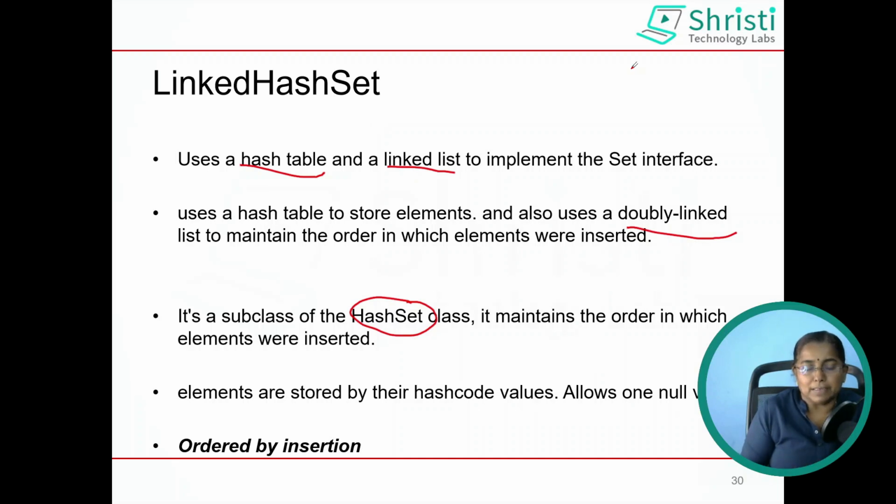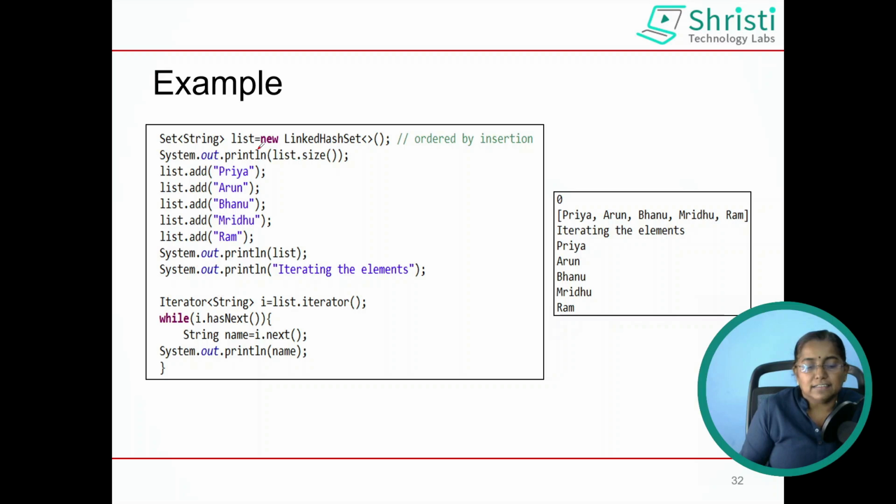Let us see a simple example. Set is equal to new LinkedHashSet. I am adding a few elements. If there are any duplicates, they will be removed because this is an implementation class of the Set interface. And the elements will be added as per the insertion order. You can see the output over there.